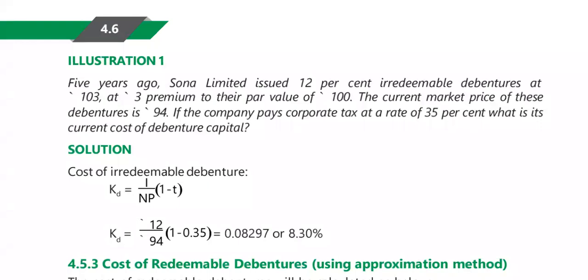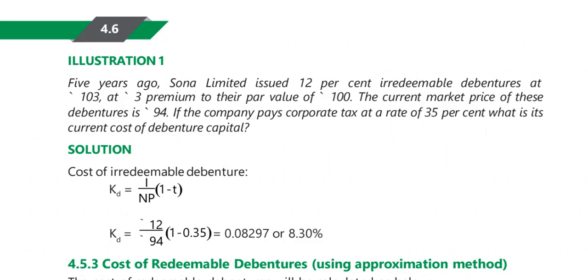The market price is given, that is 94. So 12 divided by 94 into bracket 1 minus tax rate, which is given as 35%. You need to convert that into decimal: 35 divided by 100 gives 0.35. So 1 minus 0.35 is 0.65. 12 divided by 94 into 0.65 gives 0.08297 in decimal. Multiplying by 100, we get 8.30%. This is the cost of debenture capital for irredeemable debenture.